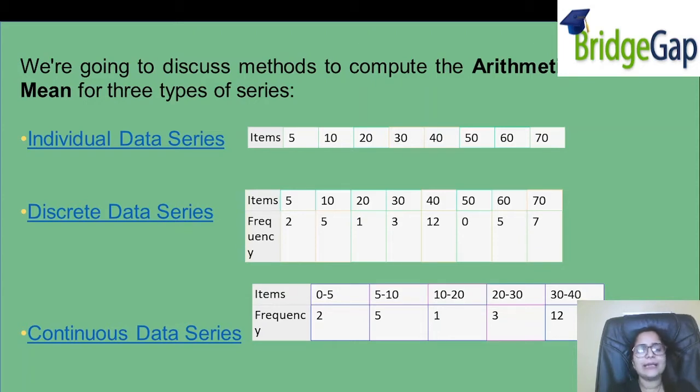And then comes the continuous data series. Here also we are given the items in the form of intervals like 0 to 5, 5 to 10, and then we are given the frequencies. So in continuous series we are given the intervals and also the frequency, and in discrete series we are given the item numbers individually as well as the frequency.